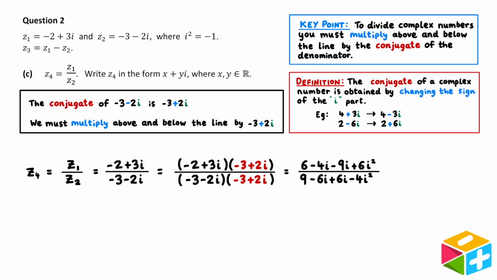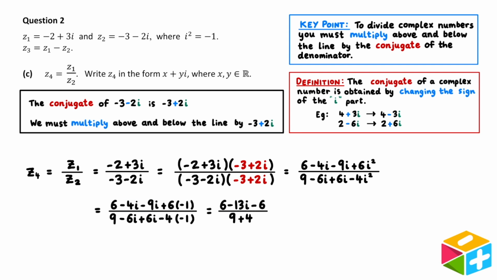Let's try to simplify our expression. An important fact in complex numbers is that i squared is equal to minus 1. So the i squareds can be replaced with minus 1. Now let's simplify some more.